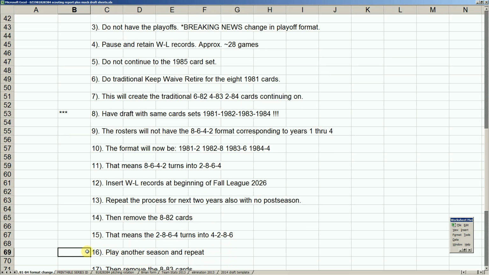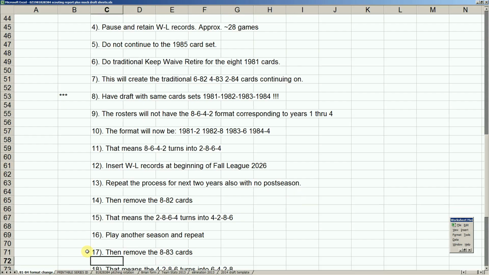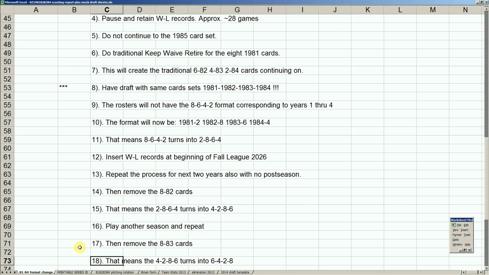You play another season, you just keep adding wins and losses for franchises while freezing the stats. The stats can be put together at the very end of this project. This is like a 4 or 5 year fall league project. Then remove the 83 cards, and you see it's going to happen again. So this 4-2-8-6 format now is going to lean to 6-4-2-8.